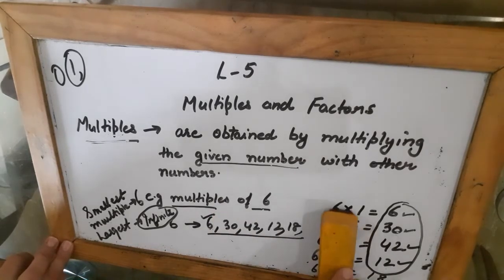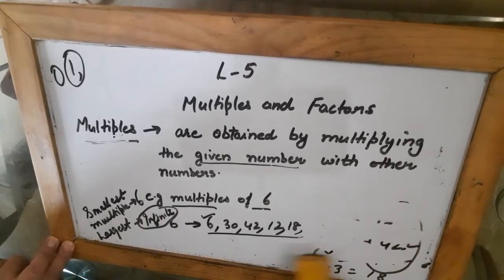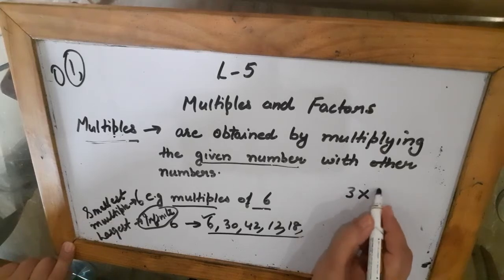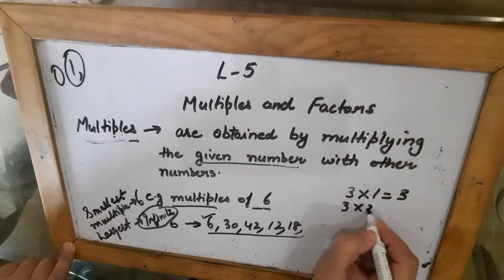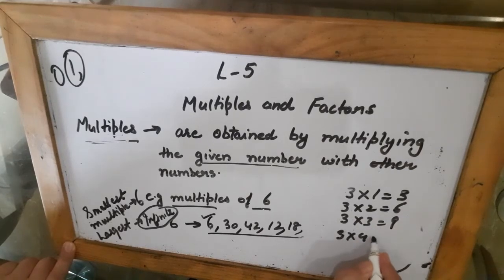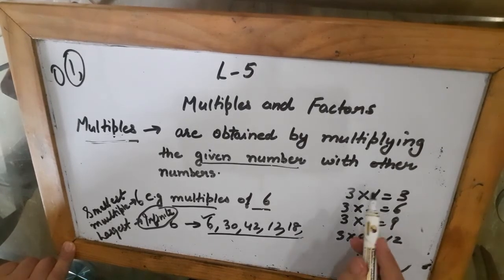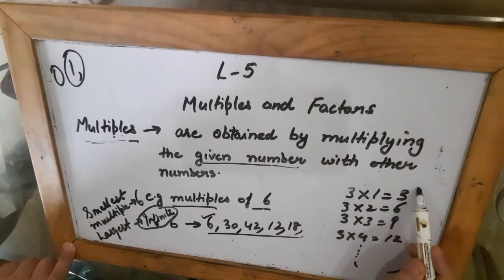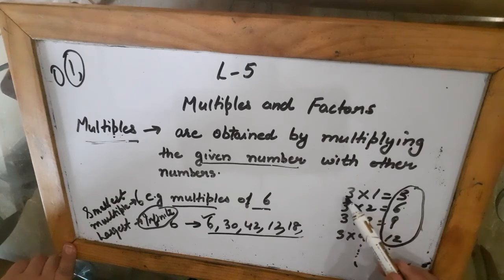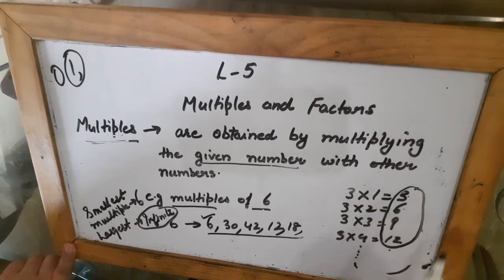When you write any table, suppose you write the table of 3: 3 ones are 3, 3 twos are 6, 3 threes are 9, 3 fours are 12, and so on. If you are writing the table of 3, you are getting the multiples of 3. All these, 3, 6, 9, 12, 15, are the multiples of 3. Why? Because I am multiplying this 3 with other numbers.